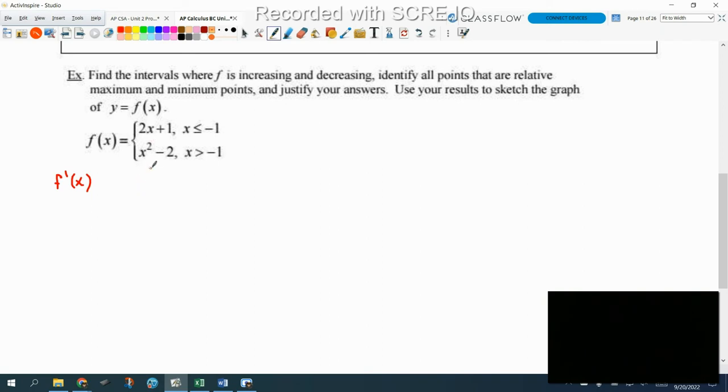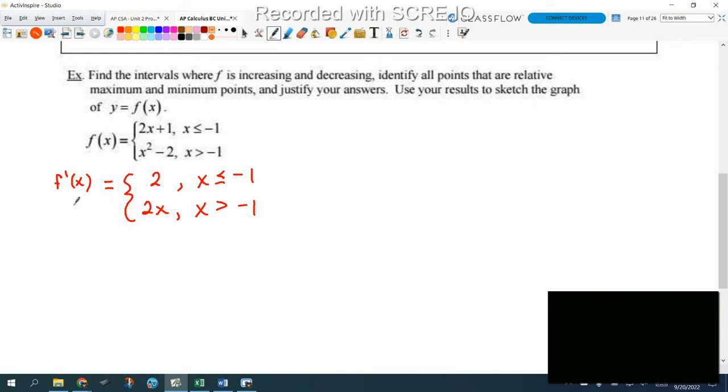Both of these functions are differentiable. The only question would be, is it differentiable at -1? If you plug in -1 up here, you get -1 times 2 is -2, plus 1 is -1. If you plug in -1 down here, you get +1 minus 2, which is also -1. So this function is continuous at x equals -1, so therefore it's continuous everywhere, which means we can take the derivative. The derivative of the top part is just 2, and that's true for x less than or equal to -1. The derivative of the bottom part is 2x, and that's true for x greater than -1.